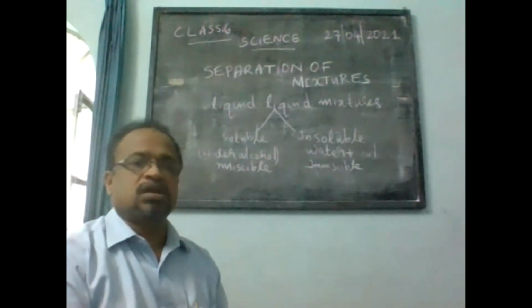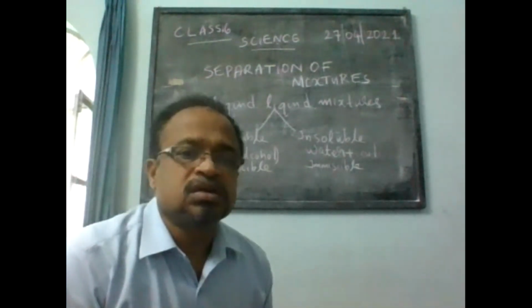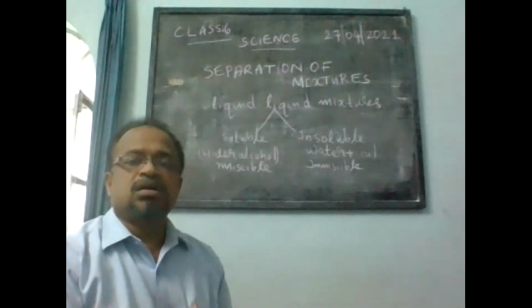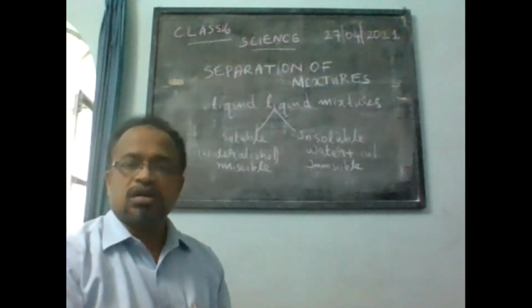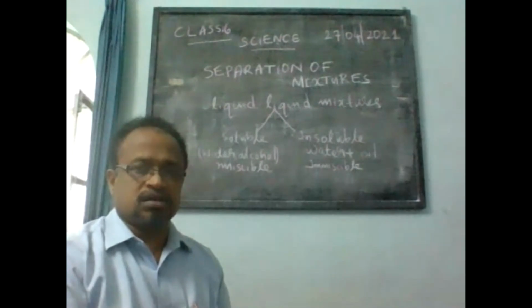I told you in the first class about homogeneous and heterogeneous mixtures. Homogeneous mixtures have similar, equally distributed components. For example, sugar solution. Heterogeneous mixture has unequally distributed components. For example, muddy water.